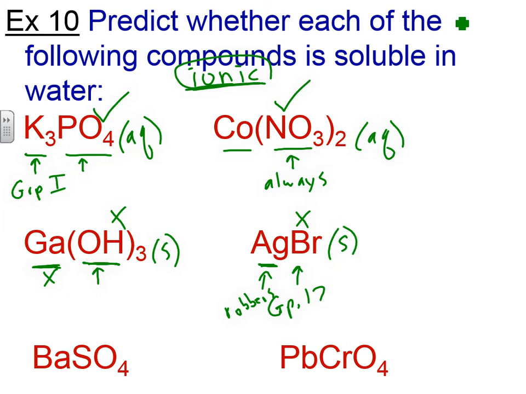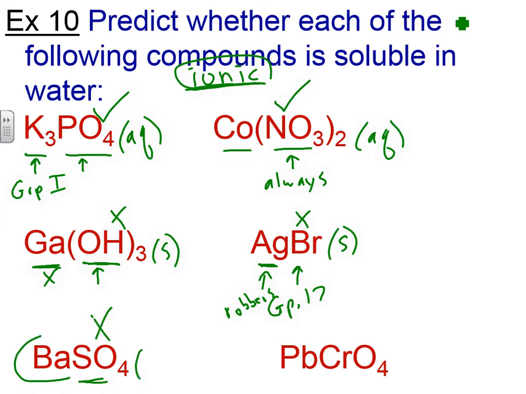Next one is barium sulfate. Here we have sulfate that is on the border. It's mostly soluble, but there are three robbers, three bandits that make it insoluble. And here's the bandit. Barium is the bandit. So this one is not soluble. This one will be a solid.